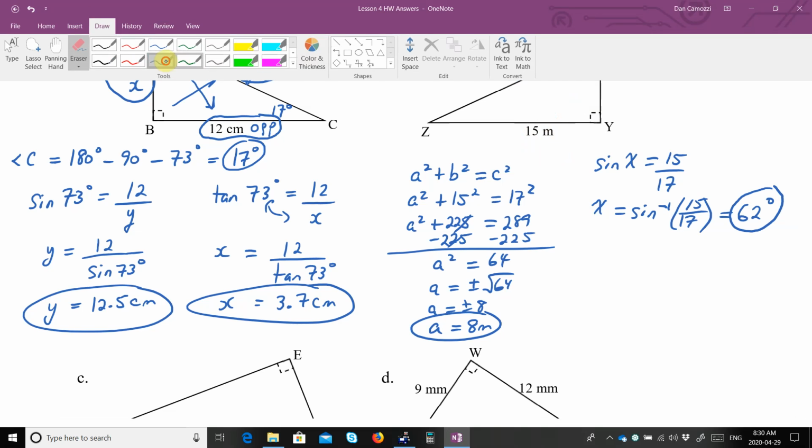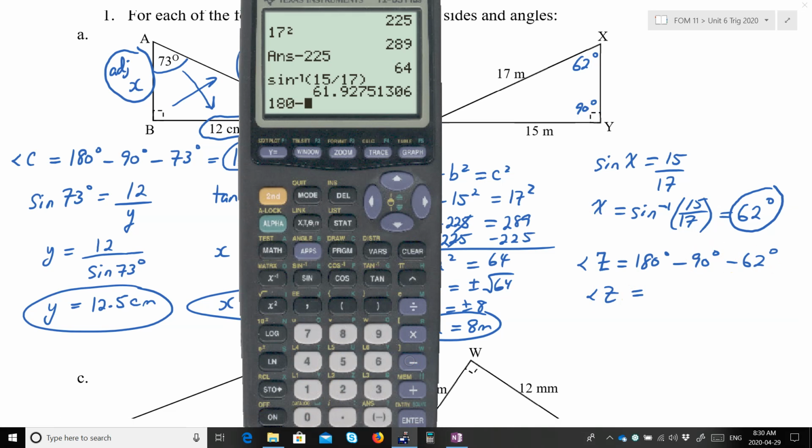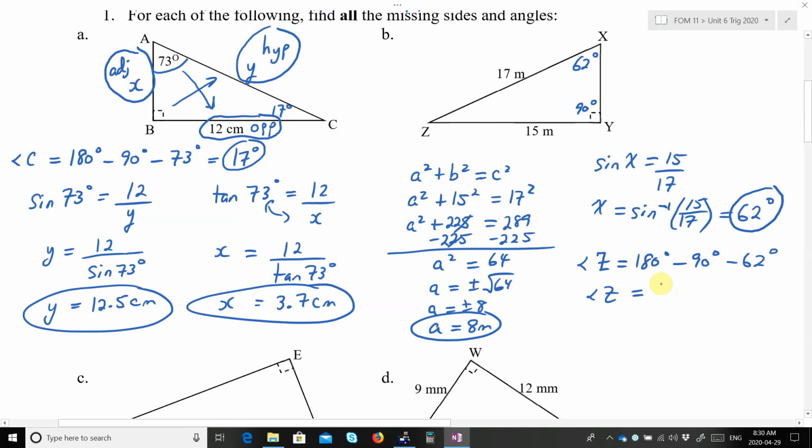Okay, and so now that we have that, that's 62 degrees. To get angle Z, we can do angle sum of triangle equals 180. So 180 degrees minus the 90 degrees box, this is 90 degrees, minus 62. And we will get angle Z is equal to 180 minus 90 minus 62, 28 degrees.